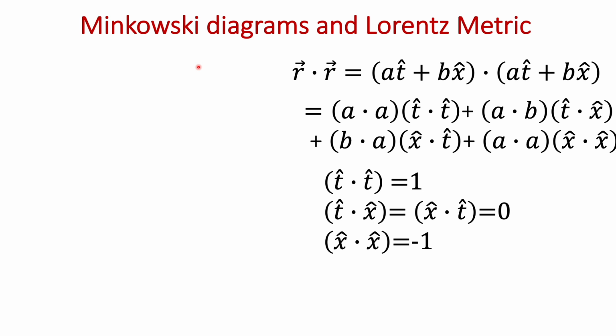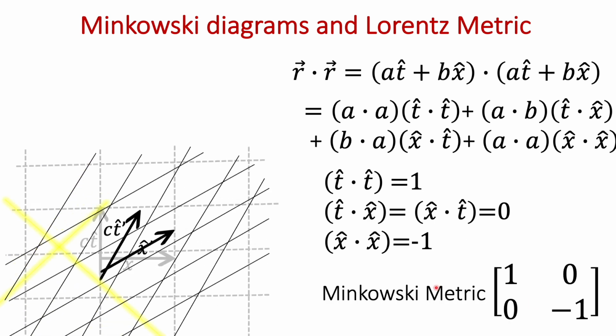So Lorentz metric is something that remains unchanged after the Lorentz transformation. So this vector R is a 4 vector, and the dot product of a 4 vector remains unchanged after the Lorentz transformation. We can write the Minkowski metric or the Lorentz metric in the matrix form like this.